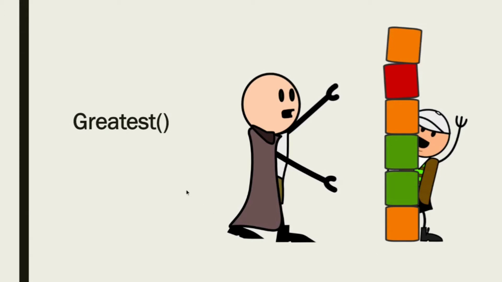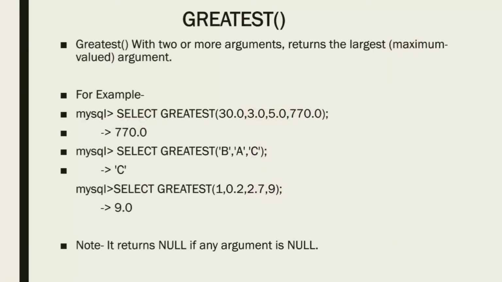In the previous video I told you about the NOT IN operator and the LIKE operator. So today's topic is GREATEST. Let's see what the GREATEST function is. GREATEST with two or more arguments returns the largest value. For example, here SELECT GREATEST(30, 3.0, 5.0, 770). The maximum value is 770, that's why it returns 770.